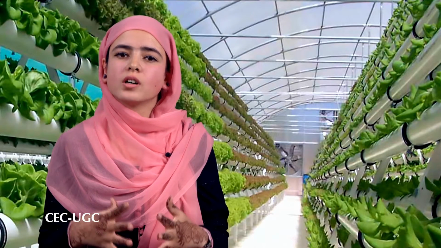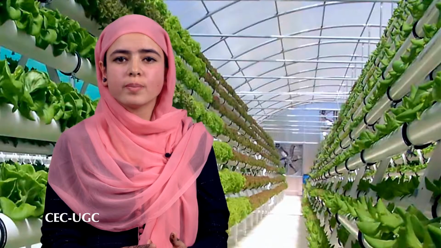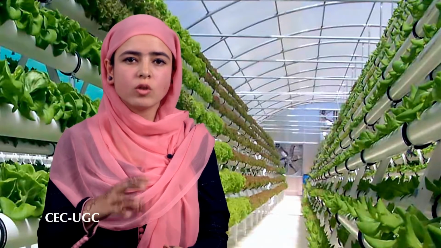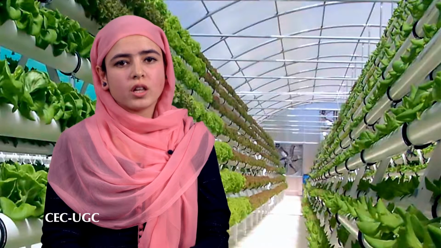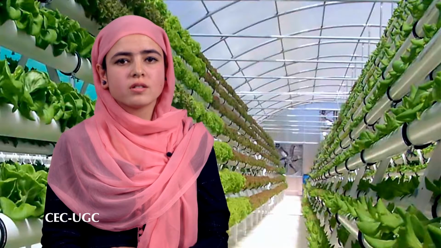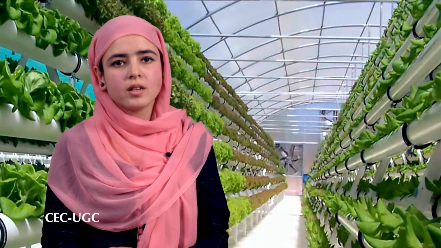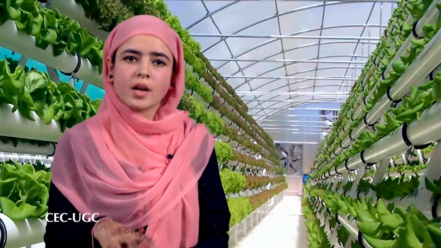These techniques work on a principle of absorption and emission of specific wavelengths of light by specific ions respectively. The amount of light absorbed or emitted is proportional to the concentration of the mineral nutrient in the sample. This helps us to calculate nutrient concentrations as low as 10 to the power of minus 8 gram per ml in soil or a nutrient solution within a few minutes time.